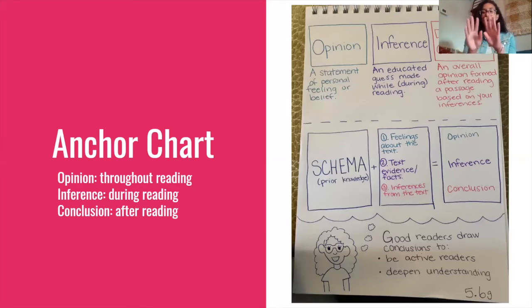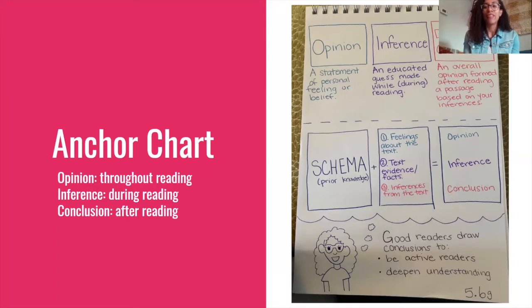I think my picture is kind of covering one corner of it, but I'll fill you in on what that says. In the top left corner, we have opinion. So an opinion is a statement of personal feeling or belief. From previous lessons, you probably remember facts and opinions. An opinion is the opposite of a fact, right? A fact is something that can be proven, that is true. An opinion is something that you feel or believe.